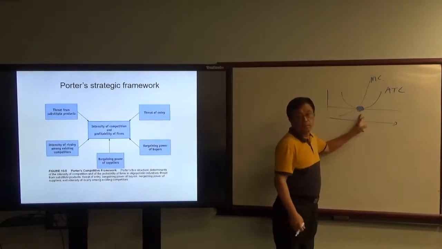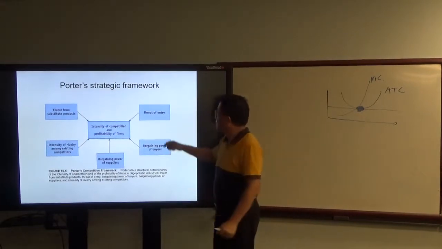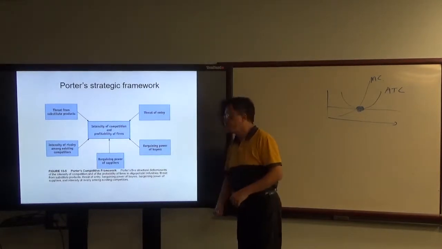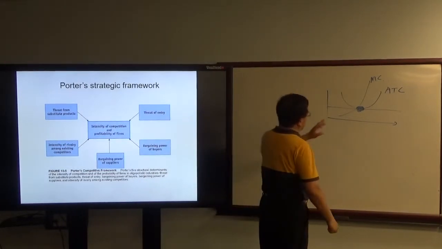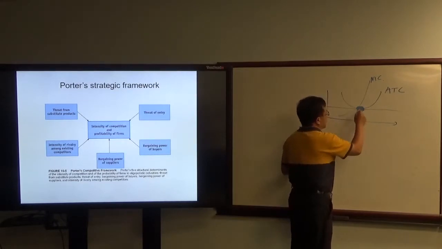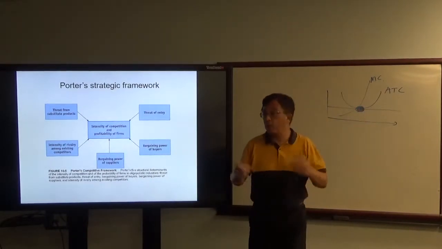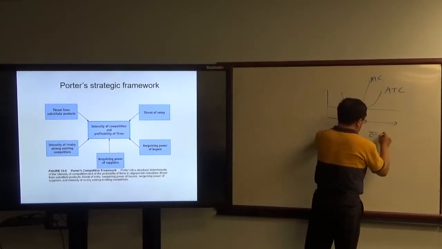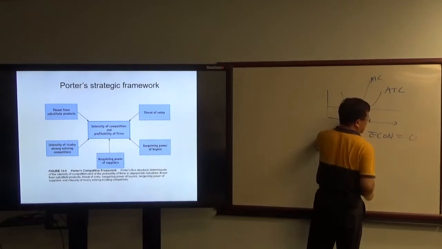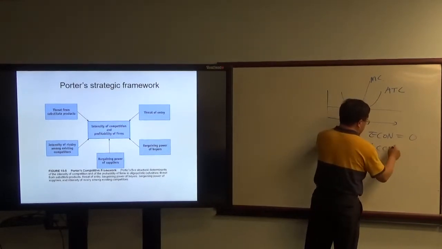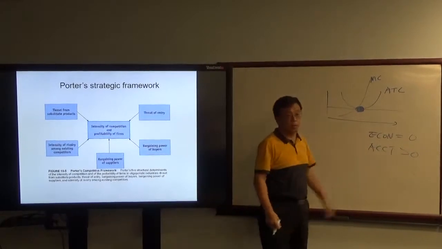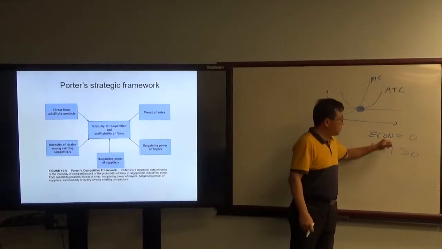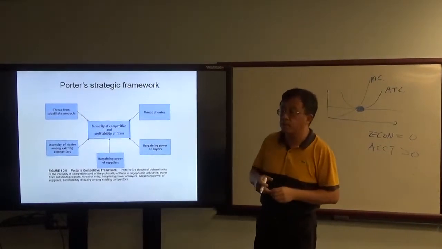And why? Because of the threat of entry. As long as the market has no barriers to entry, then the company in the long run can only enjoy the normal profit or break even. But break even means economic profit is equal to zero. But accounting profit can be greater than that, because when we compute the economic cost, we include the implicit cost.